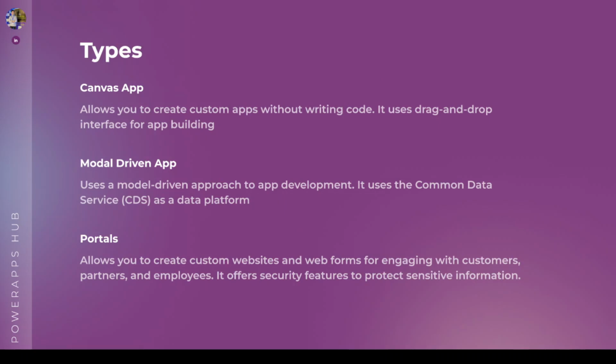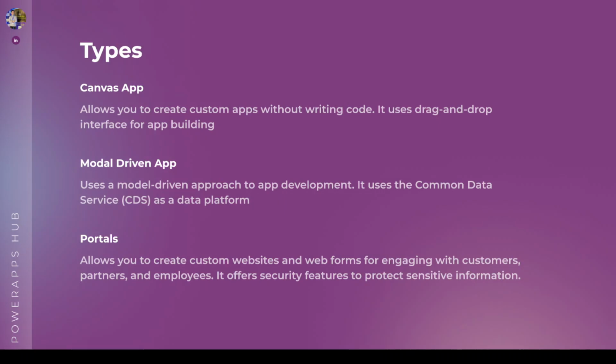Then there are the types of Power Apps: Canvas applications, model driven apps, and portals. A Canvas app allows us to create a custom application without writing code, or we can say low code. It uses a drag and drop interface for app building. If you know about WordPress, Wix, Webflow, all these are website builder tools. What they do is give us a UI interface for putting elements on web pages. Similarly, we have the same kind of UI here. We just have to select the controls we want and put the appropriate formula or function on those in order to work.